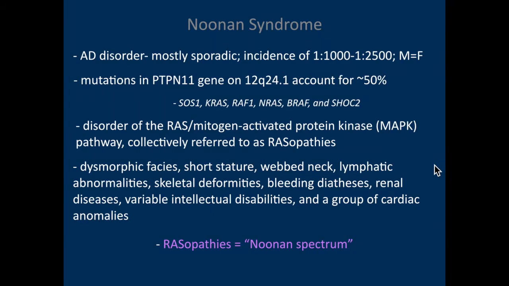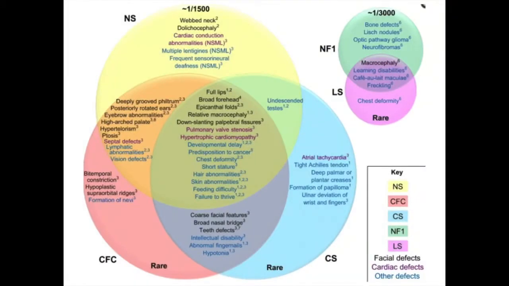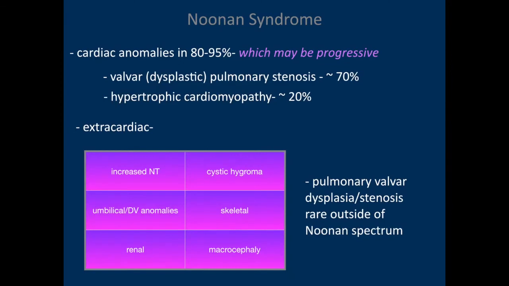As a group of cardiac abnormalities, they tend to be different from left-sided obstructive disease. Here's just really a good Venn diagram, which I have also included in the case I'm going to present. But these are all the Noonan spectrum disorders, so Noonan syndrome, craniofaciocutaneous, Costello syndrome, etc., and showing you where a lot of the phenotypic variations lie across those disorders.